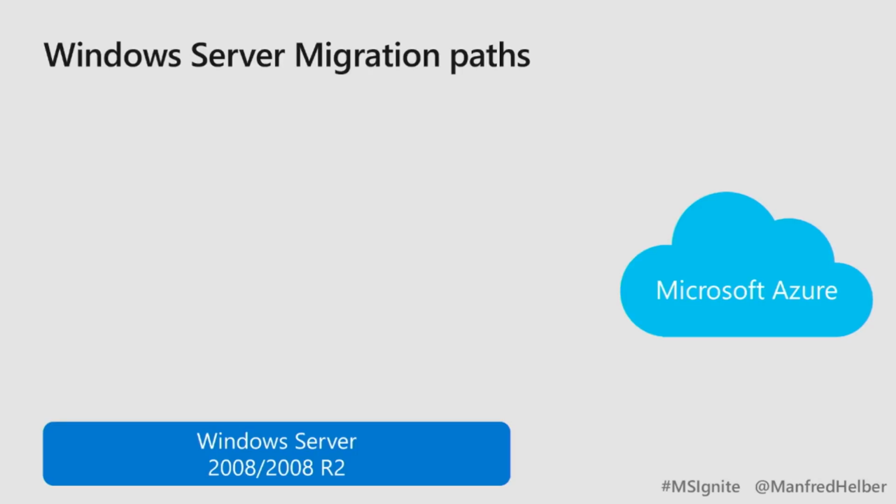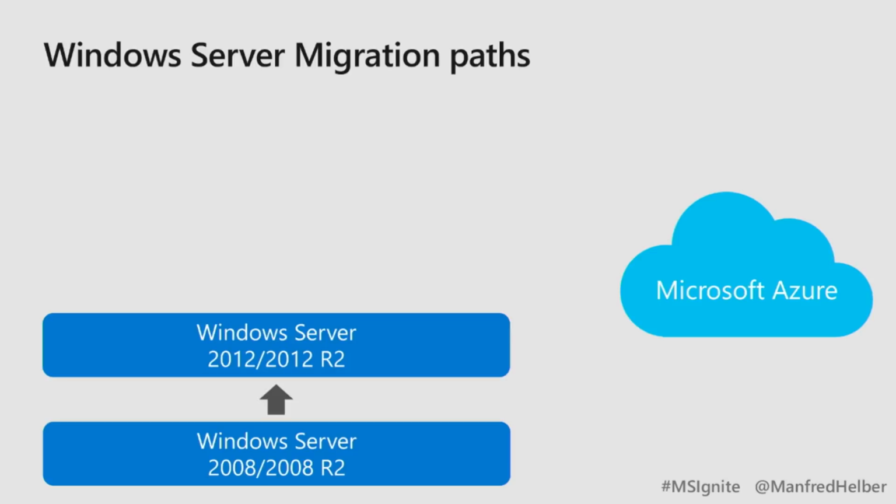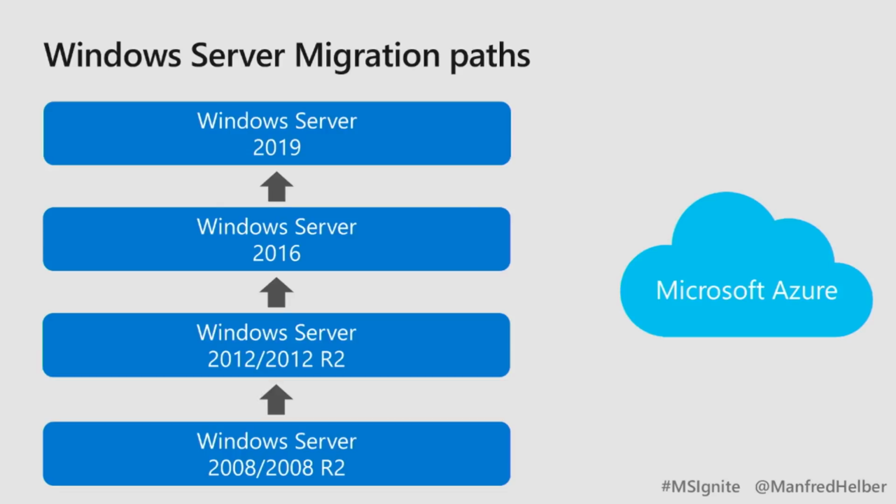When we look at the migration, nearly everything is possible with the tools we use there. We can migrate from version to version. This is possible. But we can also migrate with versions between, so we can jump over versions, and the migration is possible from 2008 to 2019, and the migration is even possible from 2003 to 2019 when you use tools like, for example, Storage Migration Service.